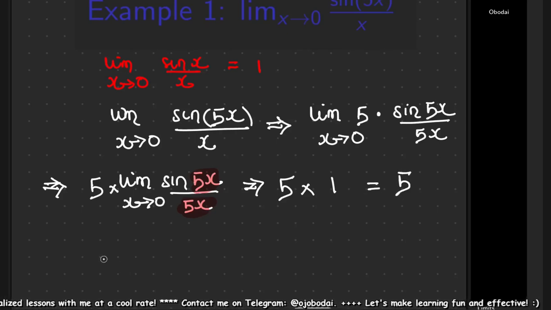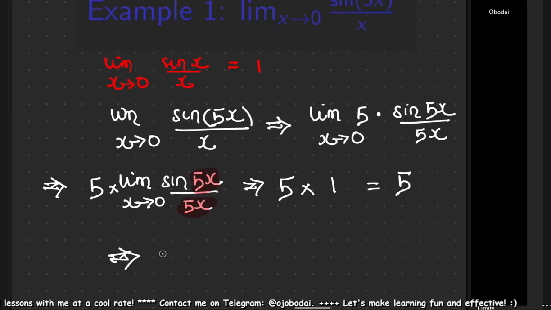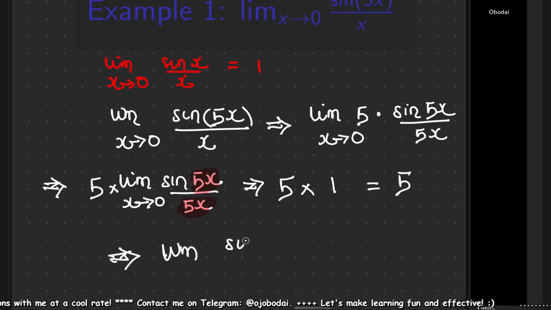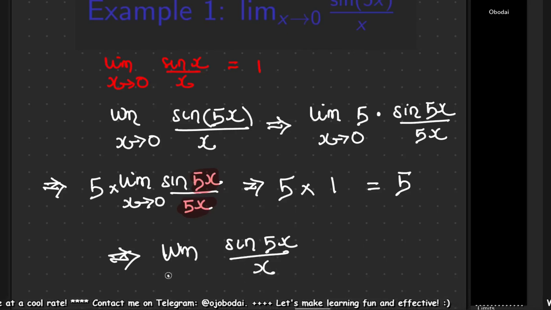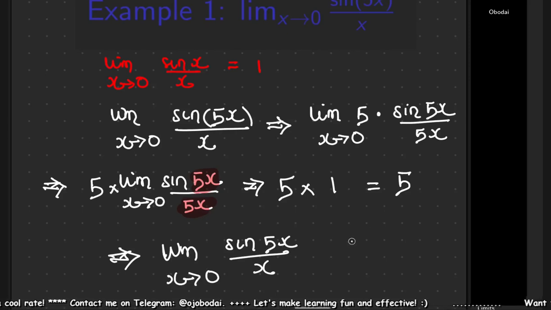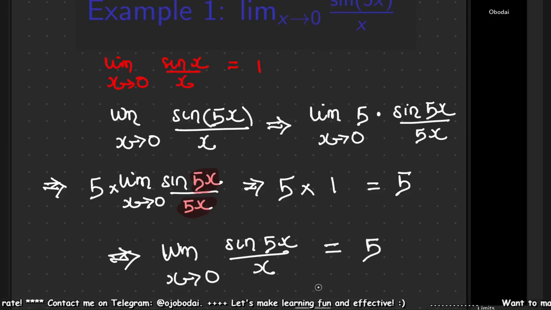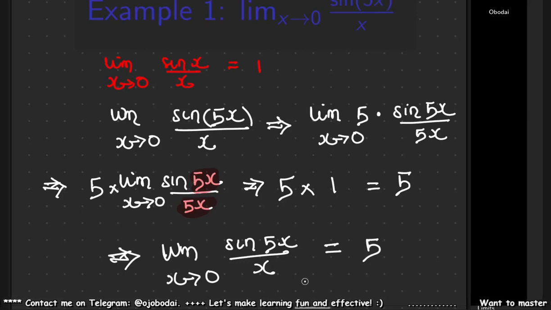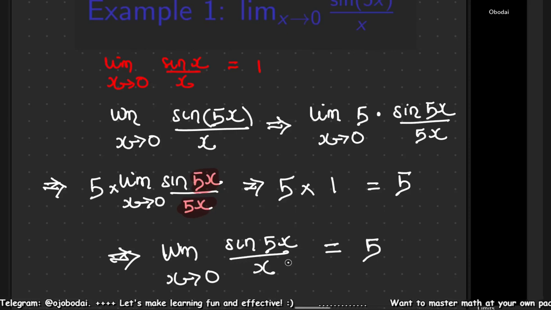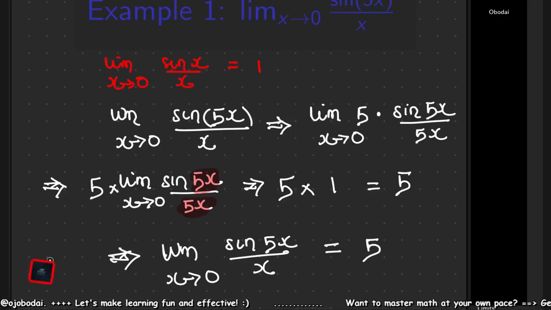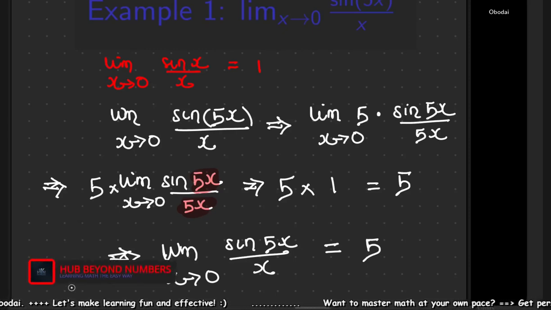Evaluating it, we get a 5. So this simply implies that the limit we're solving for, the limit of sine 5x all over x as x approaches 0, is equal to 5. Very simple, right? If there is anything I've done here, because we have applied some algebra and other concepts that are beyond the scope of limits here, and you want me to go into it, you can let me quickly know in the comment section, and I'll take time to do that.